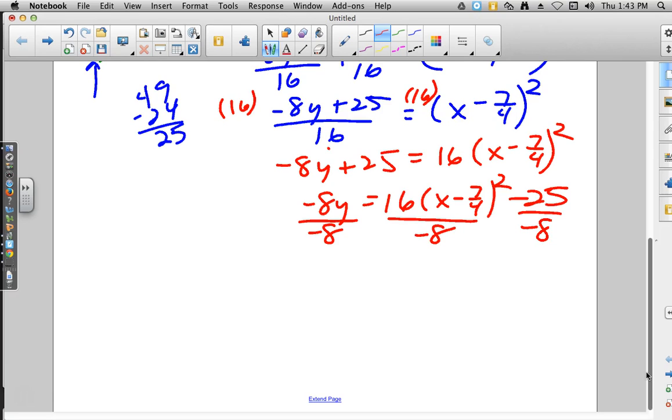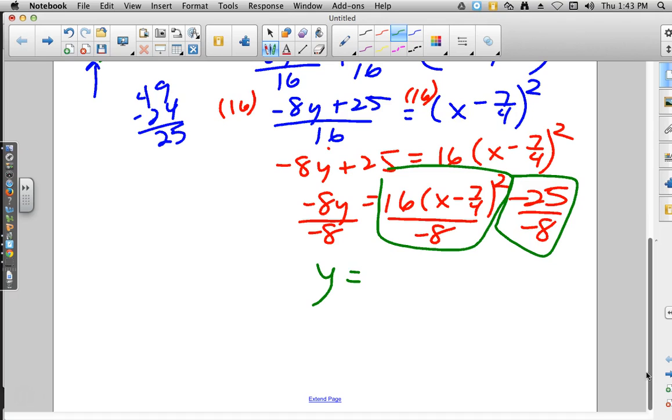Remember, it's all the terms that are being divided by 8. And we have 2 terms over here. Terms are separated by addition. So we'll have y equals, well, 16 divided by negative 8 is negative 2 times x minus 7/4 squared plus 25/8. And that, of course, is in vertex form.